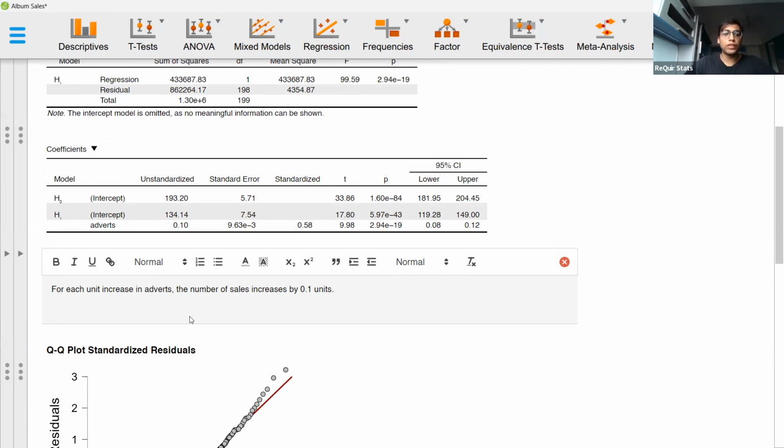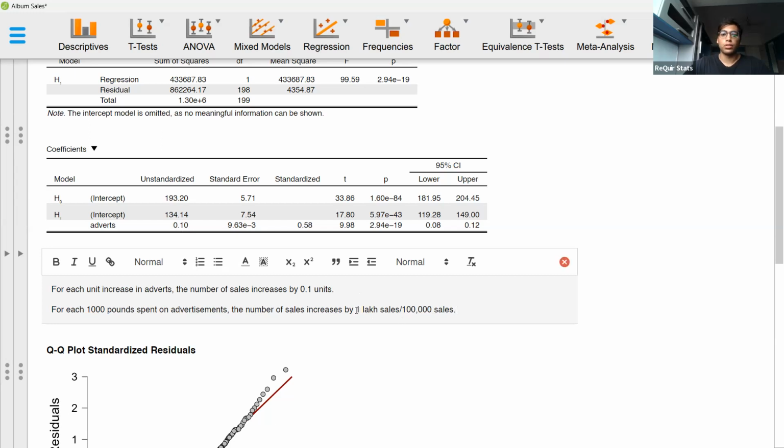Okay, so what is 1 unit of advertisement? So for each 1,000 pounds spent on advertisements, the number of sales increases by 0.1 into that. If you remember, 1 unit is 1 million sales. So 0.1 of 1 million is 10 lakh, so 100,000 sales. So that is how you interpret this coefficient.